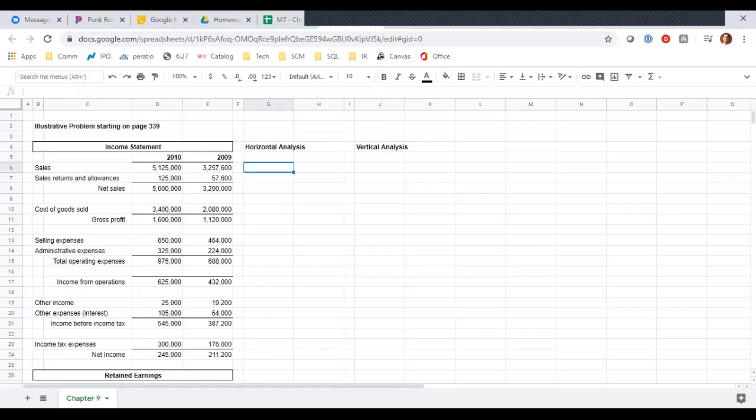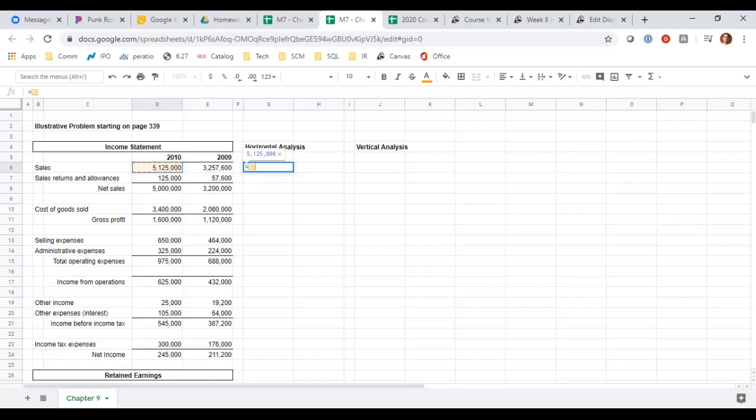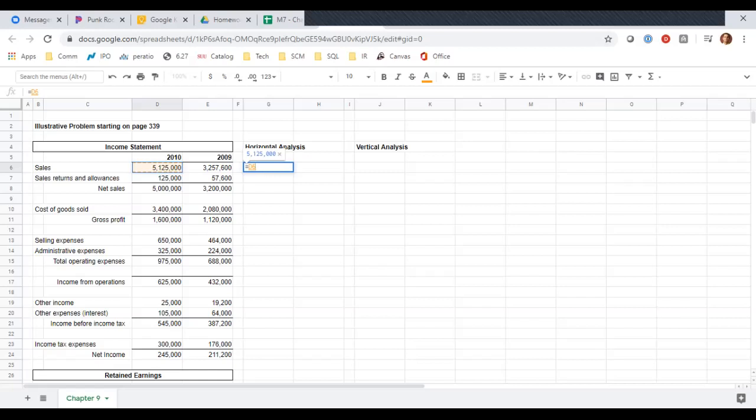Okay, so a horizontal analysis is a comparative statement that compares 1 year or multiple years together. So in this case, we only have 2010 and 2009. So we're only going to compare the 2 years. First thing you want to do in a horizontal analysis is decide what the dollar value change is. Okay, so our dollar value change in sales is our current year sales, cell D6, less our prior year sales, or cell E6.